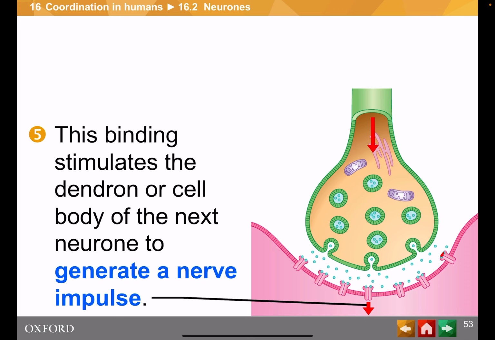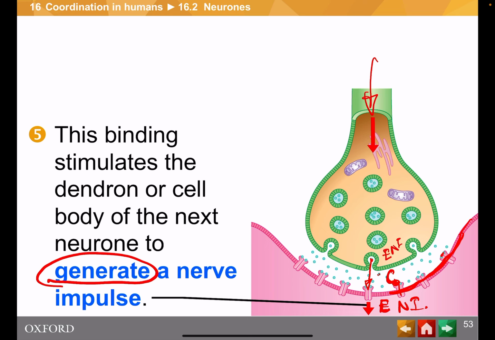When it is combined, it will stimulate the dendron to generate a nerve impulse. We usually use the word generate a nerve impulse, or you can also use produce a nerve impulse. So the electrical nerve impulse travels along the axon of one neuron, but there's a gap and it cannot travel as an electrical message. So it uses the neurotransmitter, the chemical message, to solve this problem. The message changes to chemical. When it binds to the binding site here, it triggers the dendron of this neuron to produce an electrical nerve impulse, which continues the conduction of the nerve impulse, maybe to the effector.